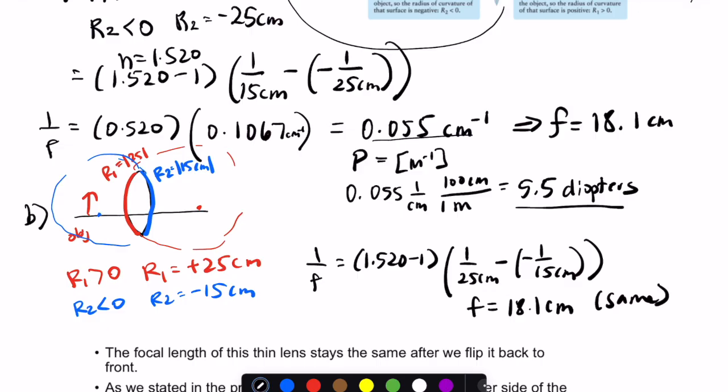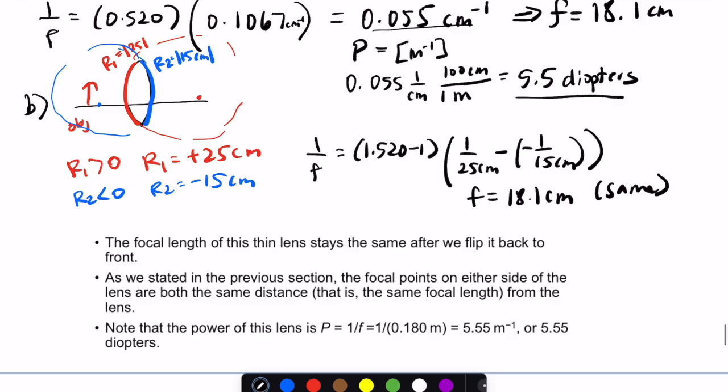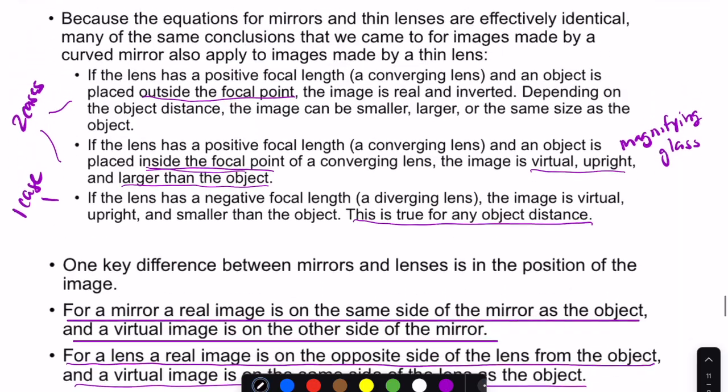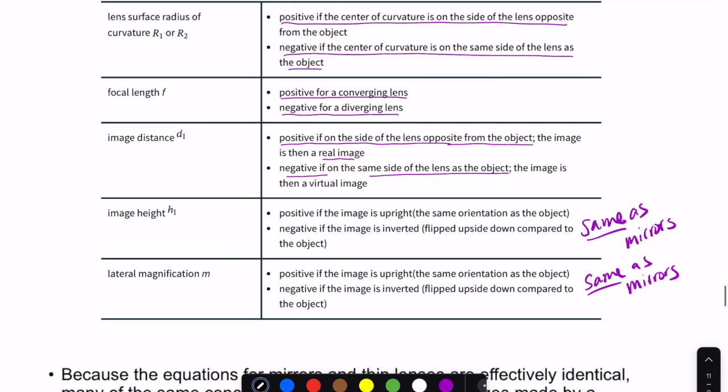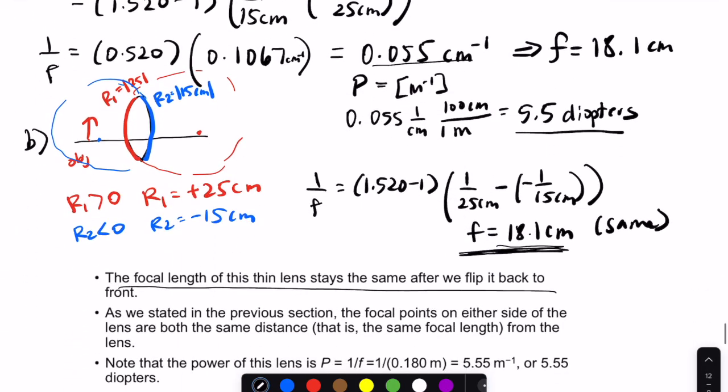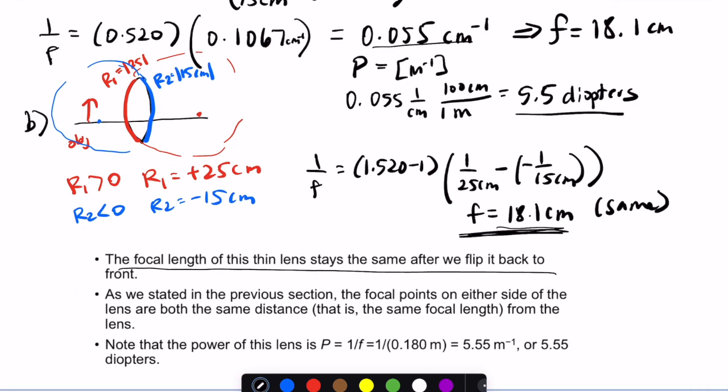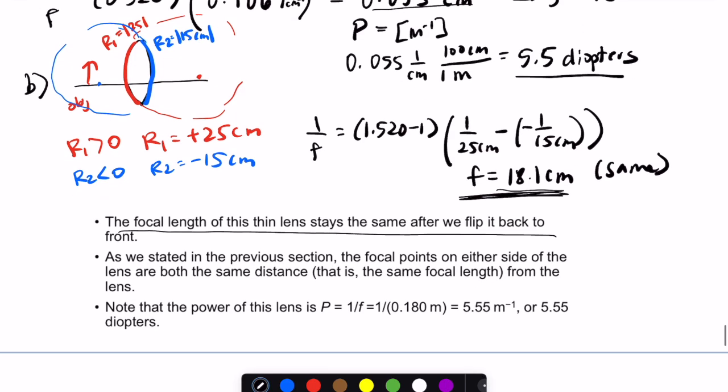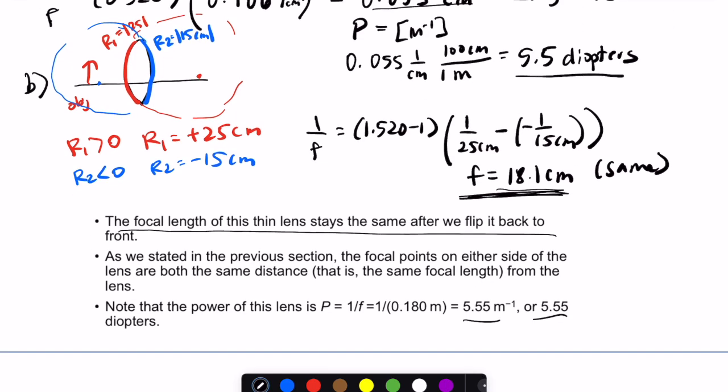So you can flip this lens, pick it up, flip it over, and it's going to have the same properties. The image formed is going to have the exact same properties. So the focal length stays the same after we flip it back to front. And the focal length is positive, which is what we saw, because it's a converging lens. It came out to be positive, which makes sense in terms of our sign rules. It doesn't matter which way you flip it, it's still going to be a converging lens. And the power was 5.55 diopters.